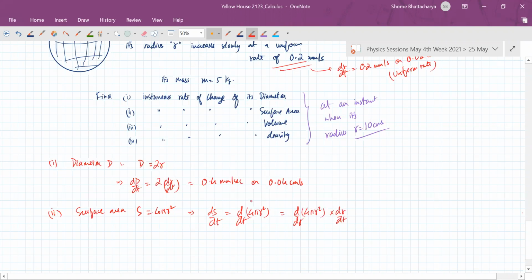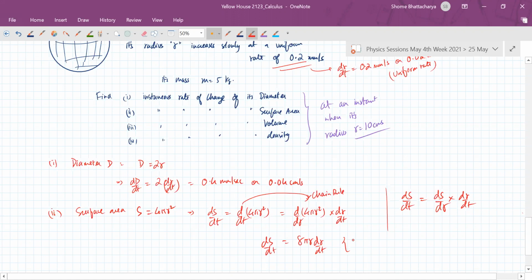Into dr by dt. Okay, so this step to this step, this is the chain rule. Or you can basically say that the rate of change of surface area with respect to time is the derivative of surface area with respect to r into dr by dt. So this is 8 pi r into dr by dt.